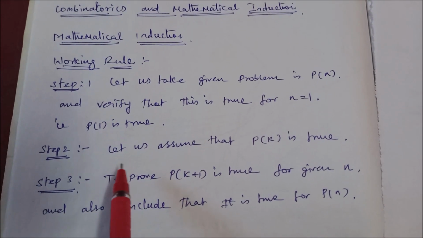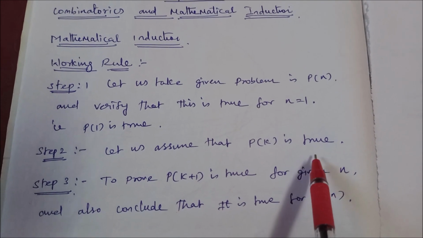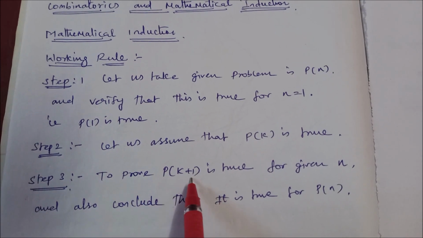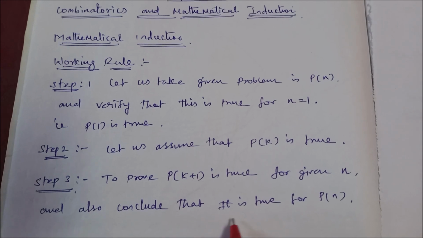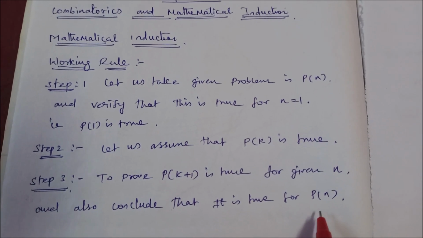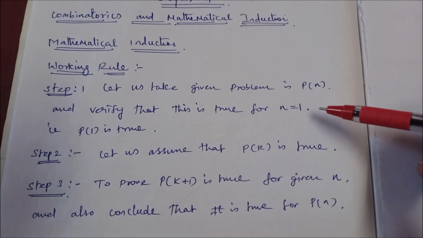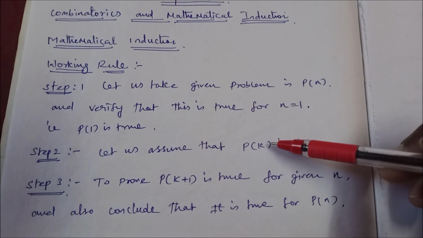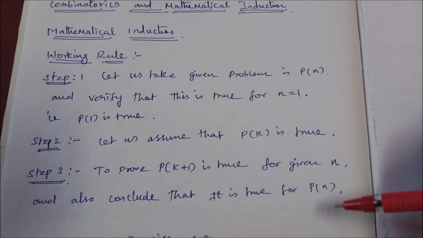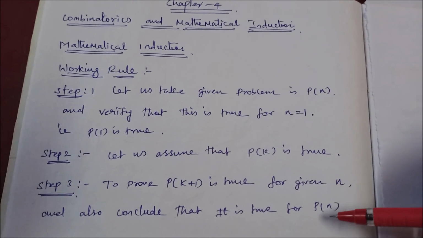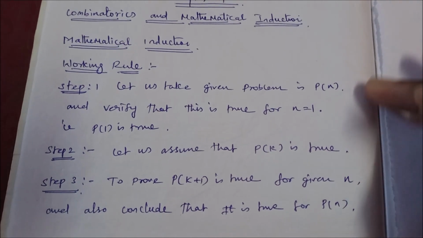The second step is, let us assume that the given problem P of k is true. The third step is to prove P of k plus 1 is true, and we conclude that it is true for P of n. So step by step: first, take P of n and prove n equal to 1, then assume k is true, then P of k plus 1. Then P of n is true. This is the working rule for mathematical induction problems.